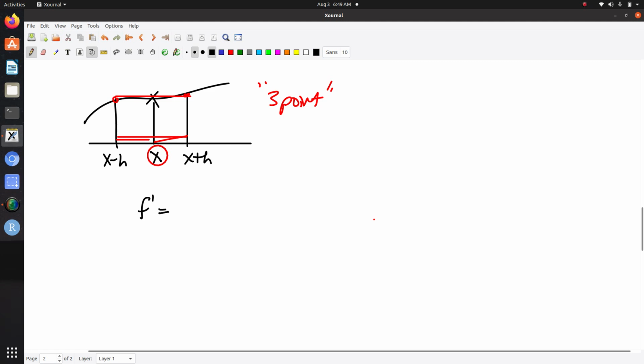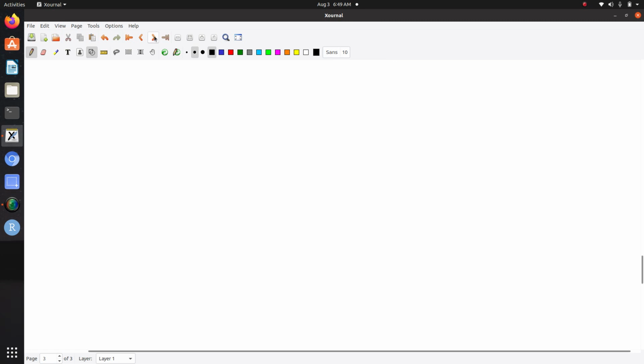f prime is approximately equal to f of x plus h minus f of x minus h. Figure out what the denominator is. Please pause the video and think about that. Tell me what the denominator is. Hopefully you said 2h. Okay. So even though that's a 3-point formula, it only takes 2 input points. Alright. What about error terms? Errors on these guys.